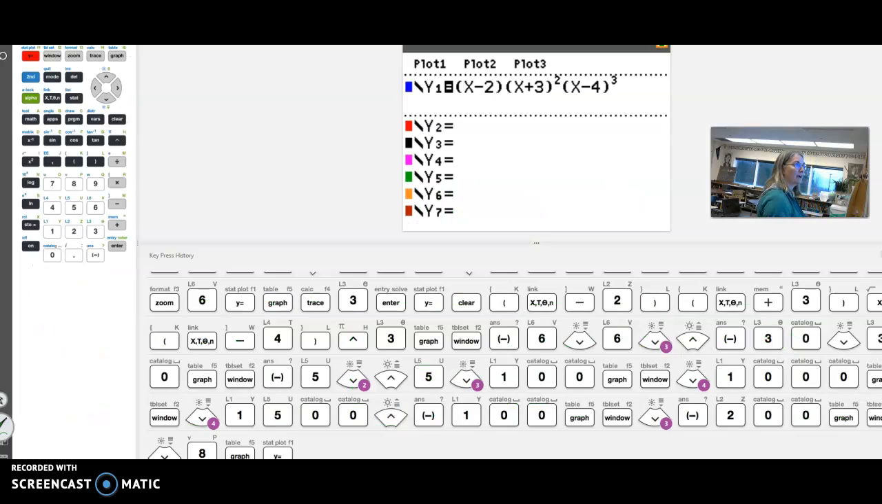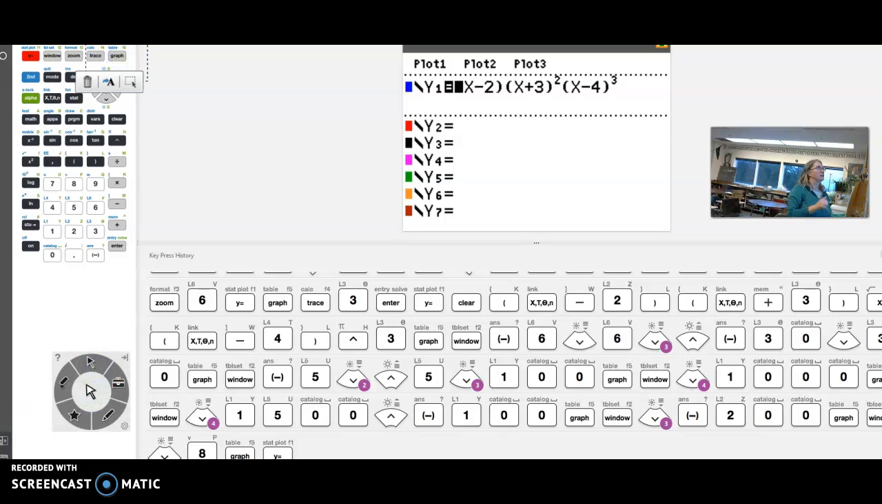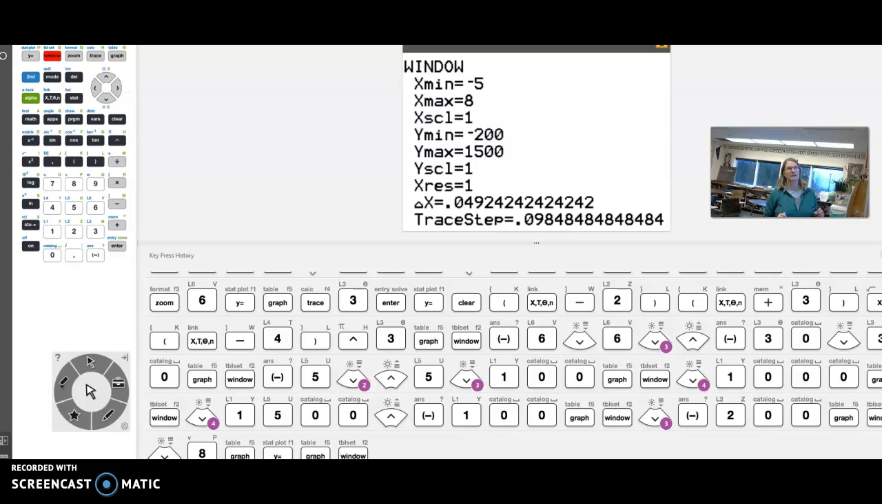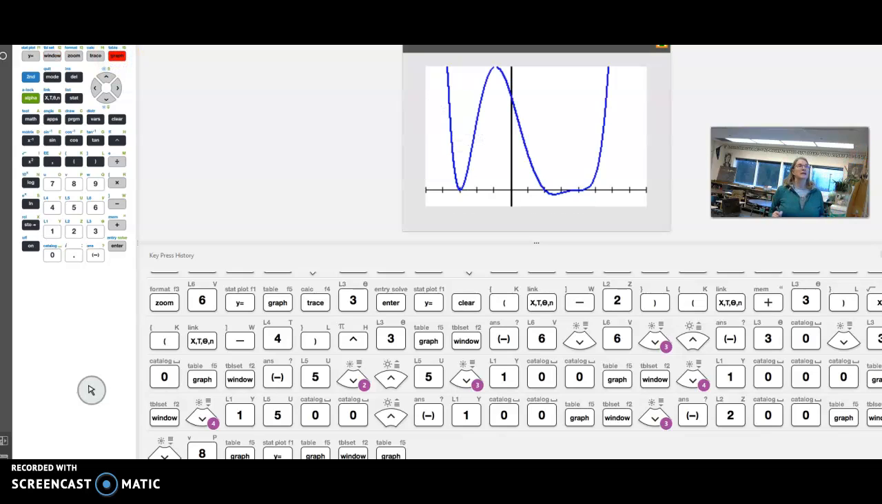So let's look at the graph of this. You can see that I put that into y1. And I had to fish around for a good window. I needed to go pretty high in the y direction. Here I'll show you what my window is. I went from -5 to 8 and -200 to 1500. And so this is what the graph looks like in that window.